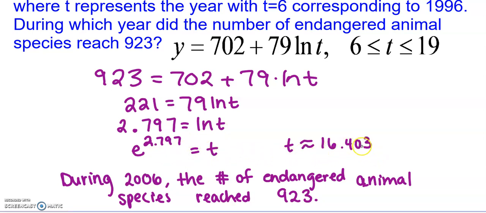Now we have to think about the context of this problem, and we're told that t equals 6 corresponds with 1996, right? So that's an important detail to help us actually figure out what actual year would the number of endangered animal species reach 923. So if I take this number, right, and I compare that, I figure out that during 2006, that's when the number of endangered species reached 923. Yippee!